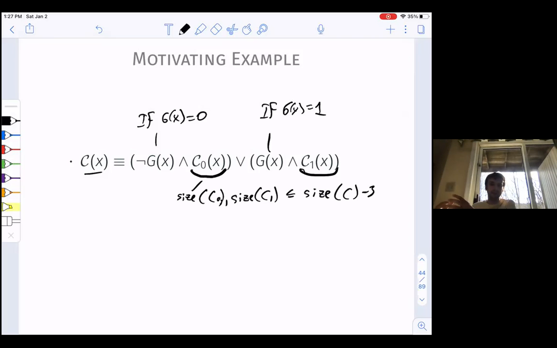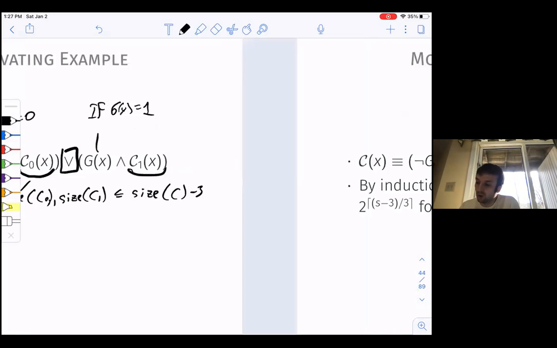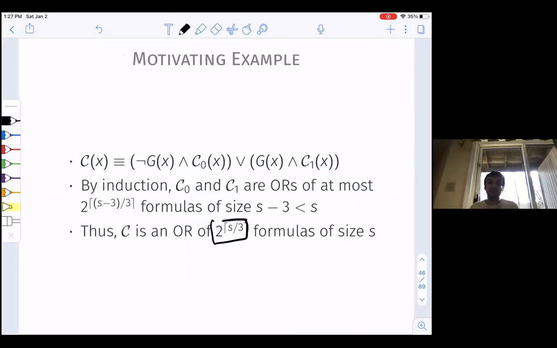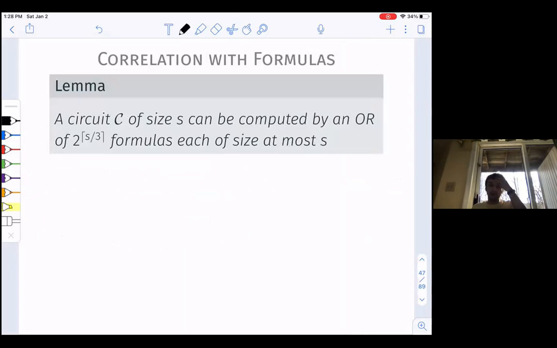Therefore, some simple inductive argument says that I will eventually rewrite my original circuit C of X as an OR of 2 to the S over 3 small formulas. All right? So this finishes the proof of this lemma. Every circuit of size S can be written as an OR of size 2 to the S over 3 of small formulas.